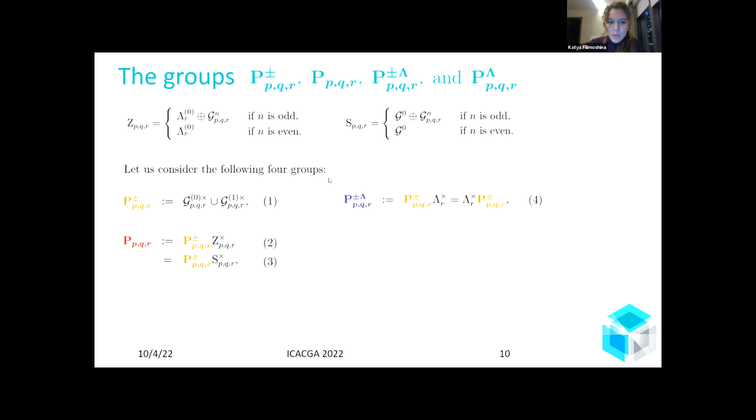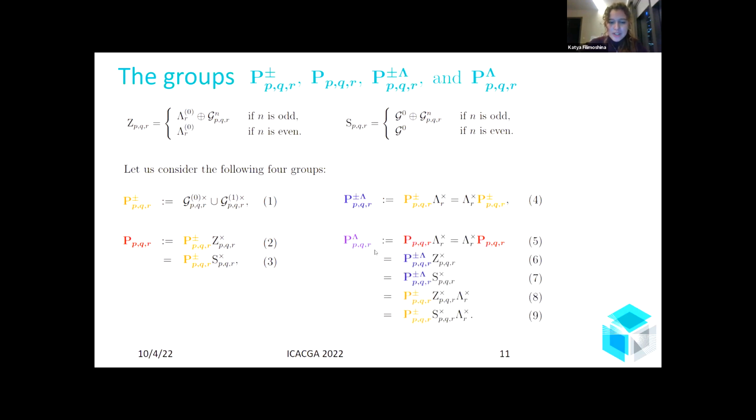The third new group is the blue one, P with the upper indices plus minus lambda. The group P plus minus lambda is defined as the product of the first group P plus minus and lambda. In other words, it is defined as the product of the first yellow group and the set of all invertible multivectors of the Grassmann subalgebra lambda R of the degenerate algebra GPQR.